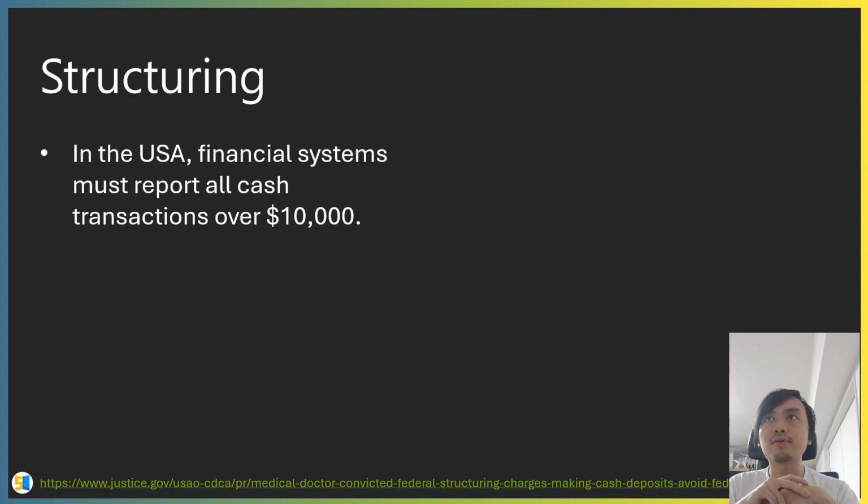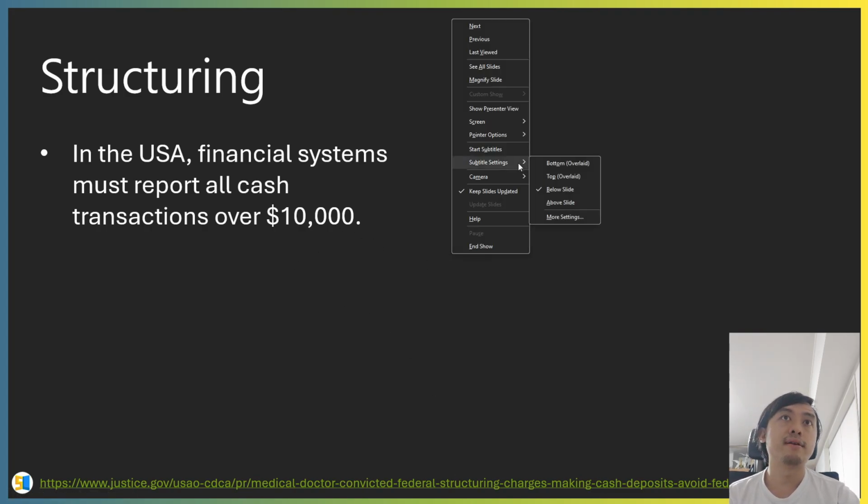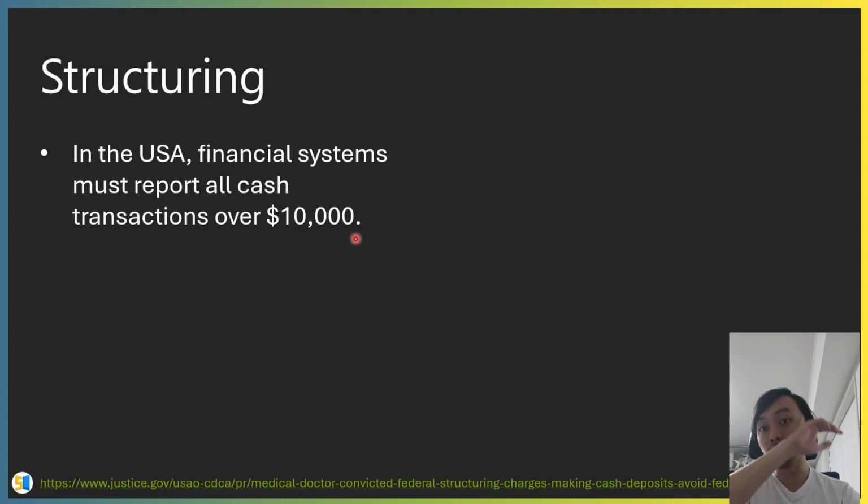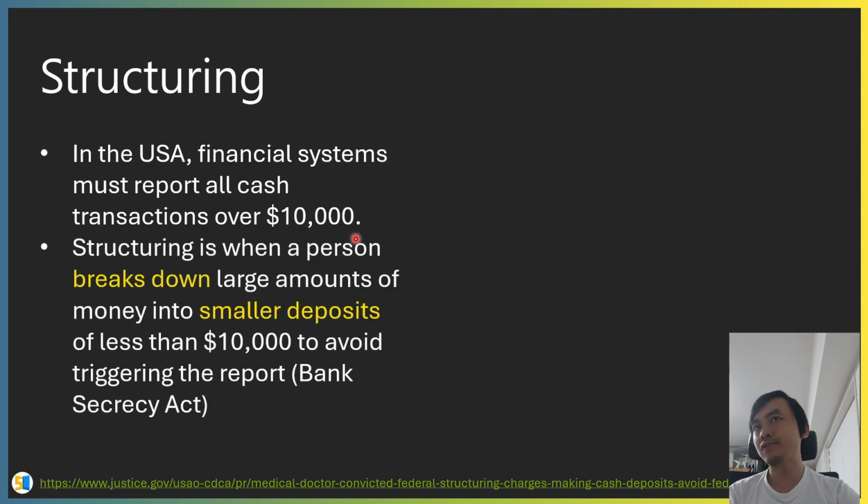So what is structuring? In the USA, or maybe another country also has similar regulations, if you do any transaction that exceeds $10,000, the financial system needs to create a report, and this report will be used for tracking the money. Structuring is basically when a person breaks down large amounts of money into smaller deposits of less than $10,000 to avoid triggering these regulations, which are regulated under BSA regulations that we are going to check on the next chapter.